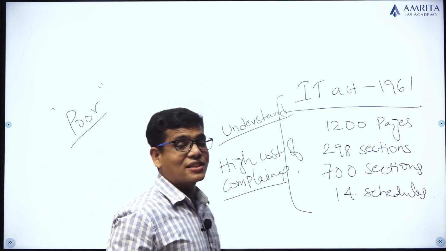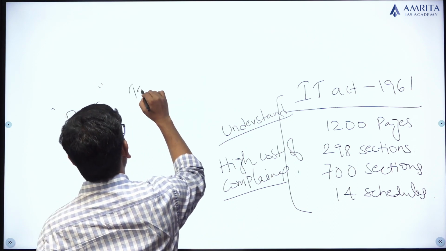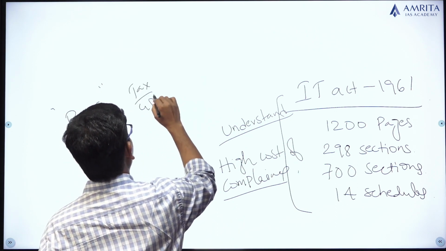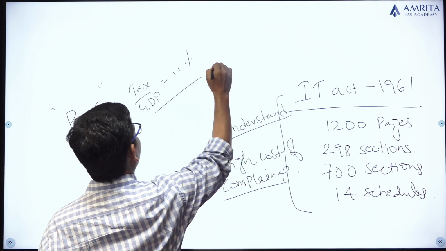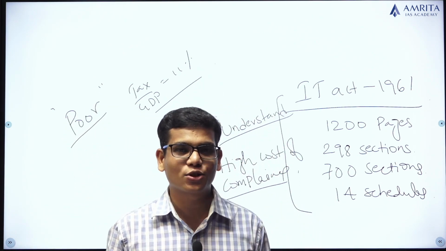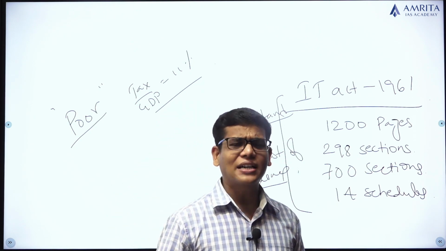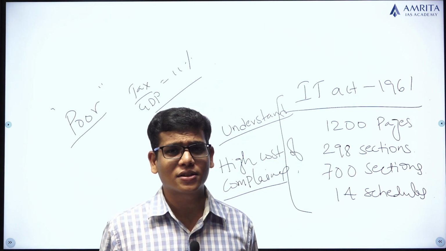Do you know what the tax to GDP ratio of India is? The tax to GDP ratio of India is around 11%. It is less compared to that of many developing and developed countries. Even a 2 to 3% increase will give a lot of revenue to the government.